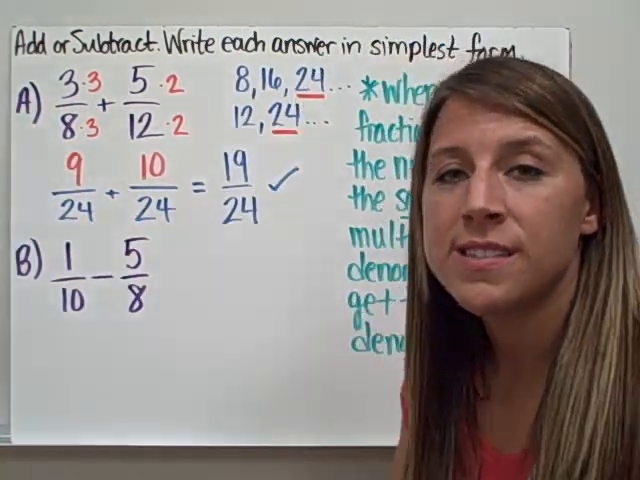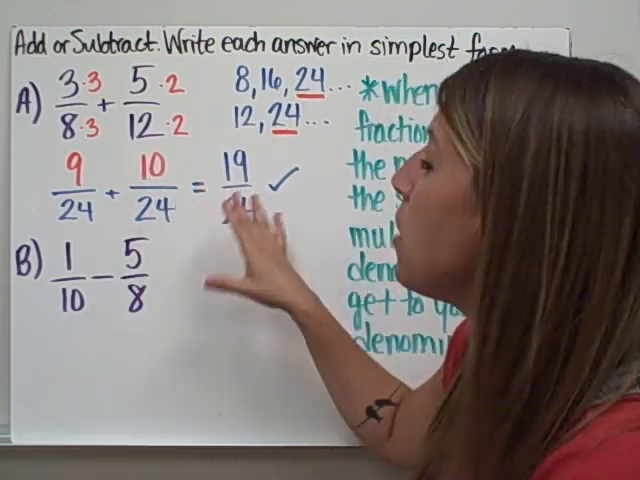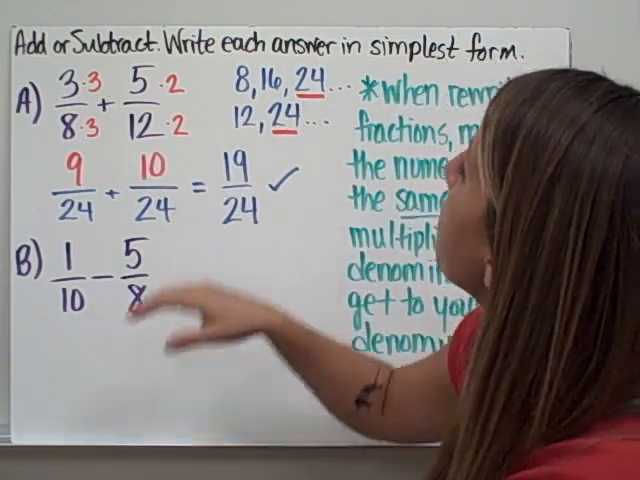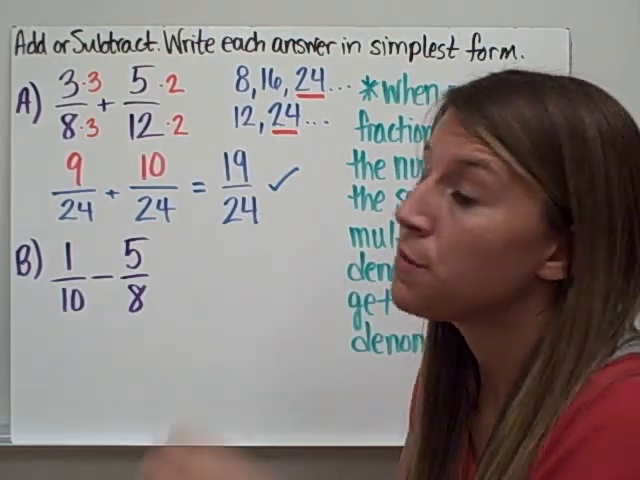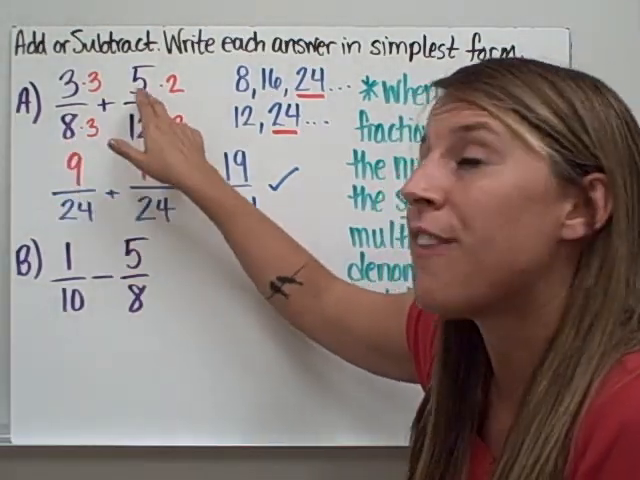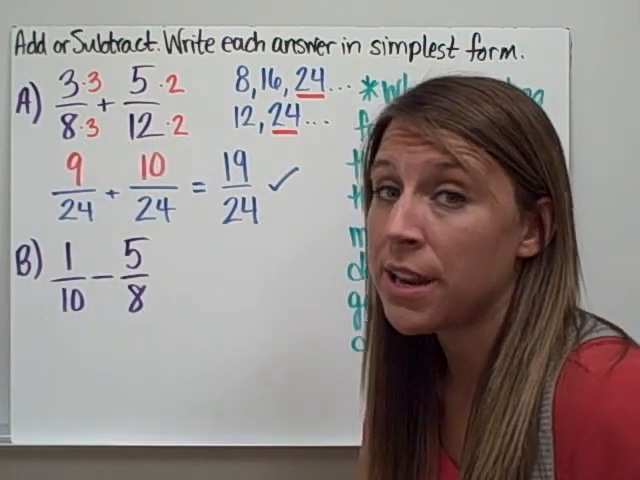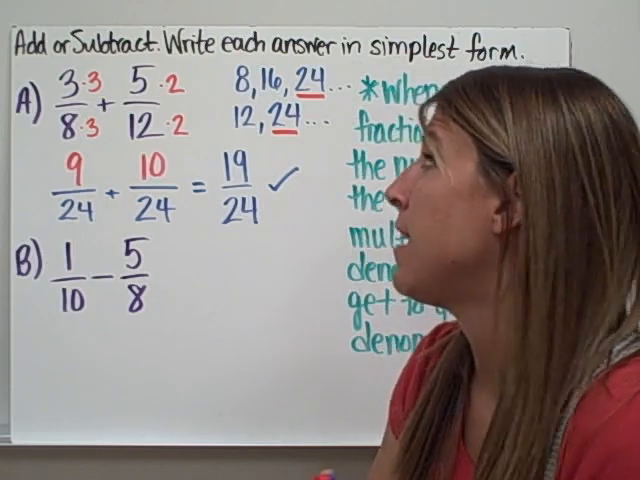So here are just a couple of examples, and this is what my work looks like when I'm all done. I'm going to walk you through it, and then we're going to do one together. So write each answer in simplest form. The first problem that we have is 3/8 plus 5/12. 8 and 12 are not common denominators, so we have to find a common denominator.